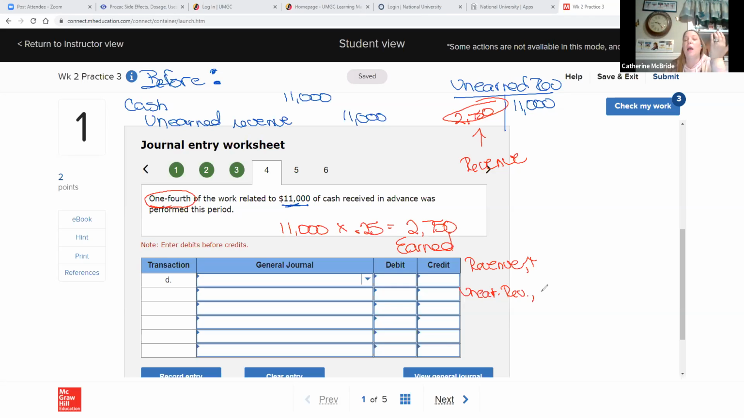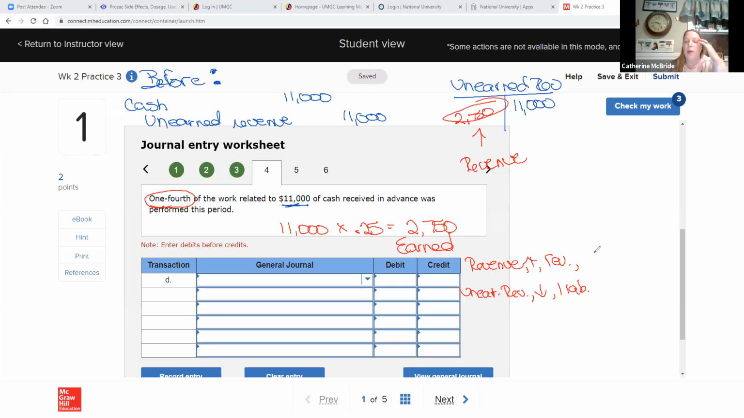We have less, because we need to perform more, earn part of it. Now we only owe them 3/4. So unearned revenue, our liability, which I'll now write down there since I keep saying it, went down. And revenue is kind of self-explanatory since it's revenue.